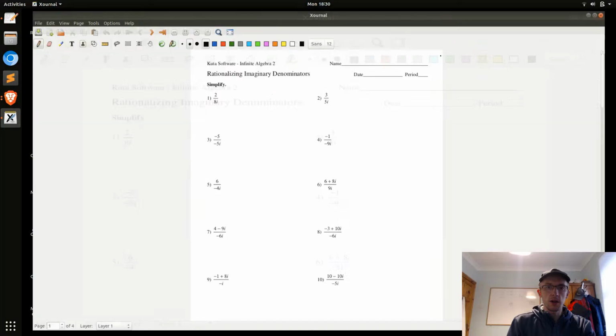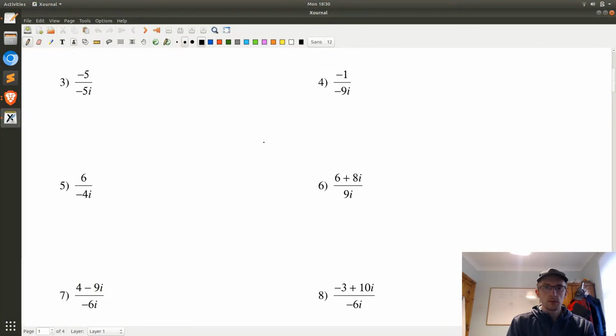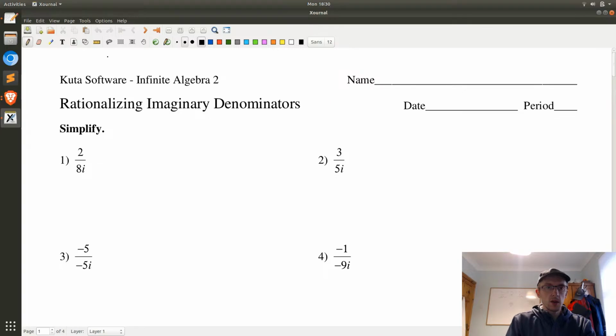Rationalizing imaginary denominators. Really, this is talking about complex number division, like dividing 2 by 8i. That's really what it's talking about.